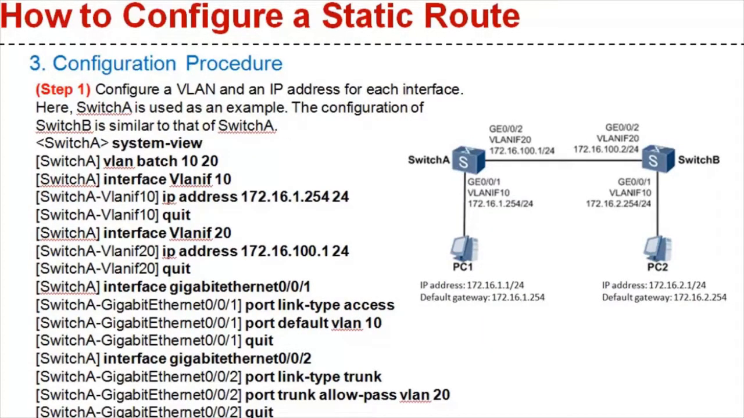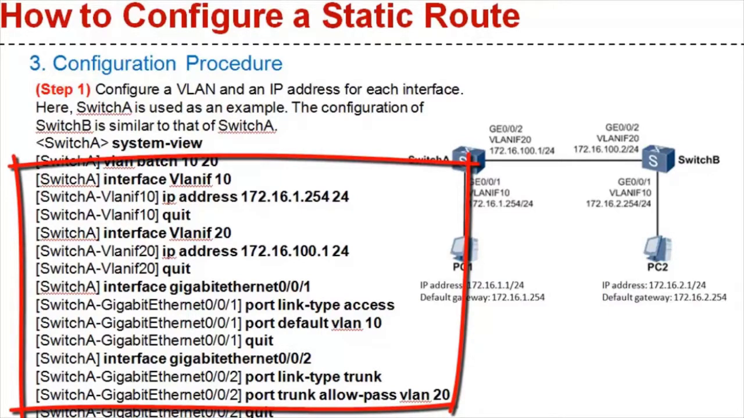Now that the configuration roadmap has been completed, let's go over the configuration procedure. The first thing to do is to configure a VLAN and an IP address for each interface. Here, switch A is used as an example. You can use the following commands to accomplish this step.